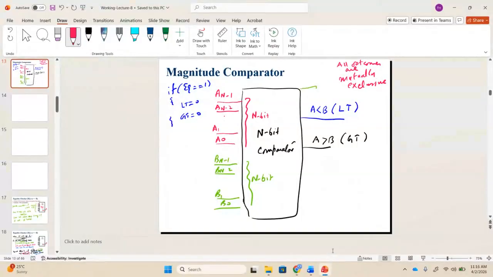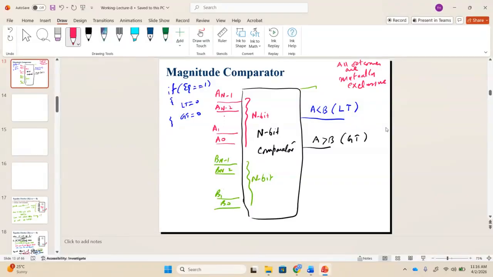What is the size of the comparator in this example? Can anyone help me? 4-bit. In the slide which is shown here, what is the size of the comparator here? n-bit. It's n-bit. The question that I'm asking is what is shown.